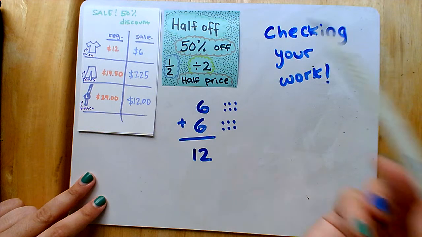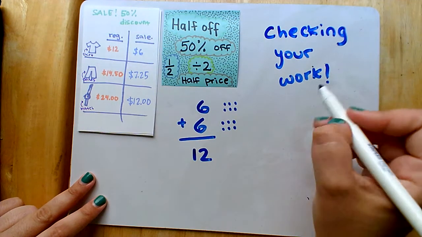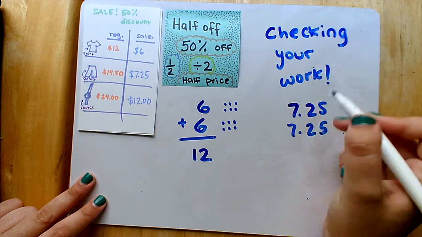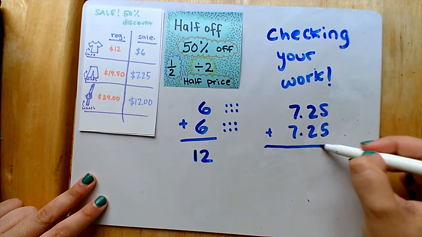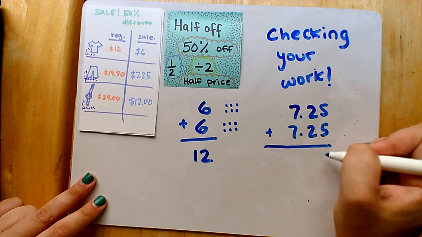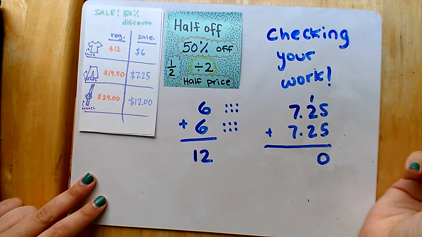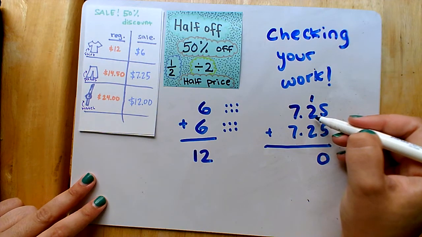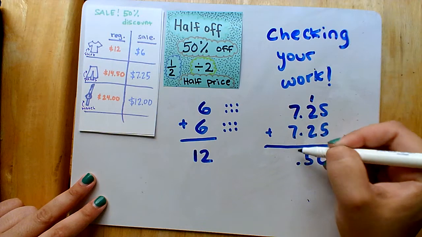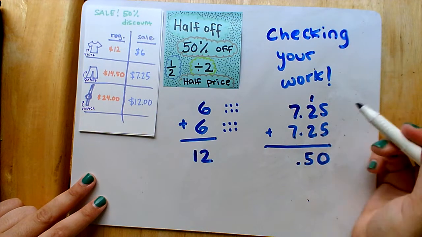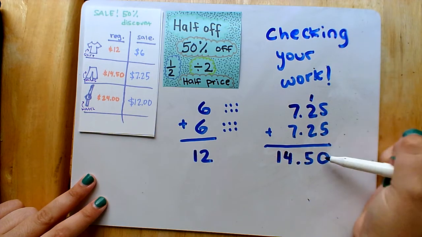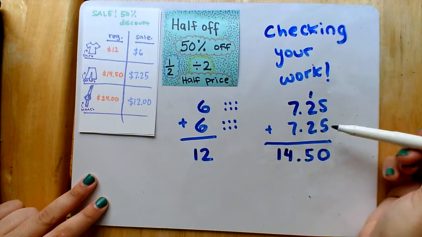Let's do the next one. 7.25, 7.25. If I add these together, I should get $14.50. Let's see. 5 and 5 is 10. Carry that one. 2 and 2 is 4, plus 1 more is 5. Drop my decimal point, make sure that it stays lined up. 7 plus 7 is 14. $14.50. That is exactly the regular price. So I found half correctly. Well, we did. Let's check the last one.